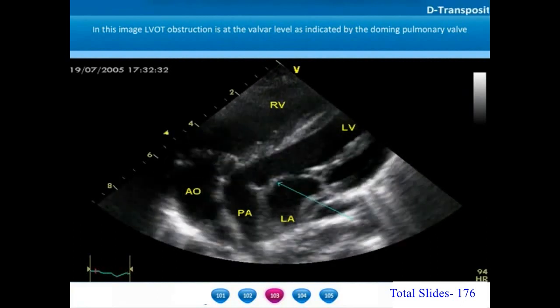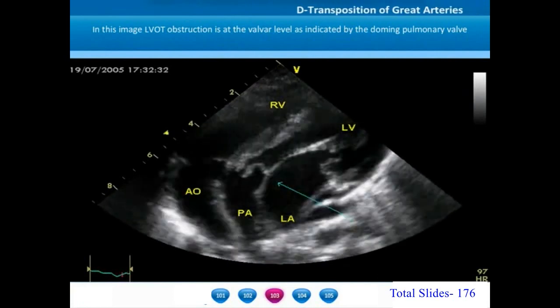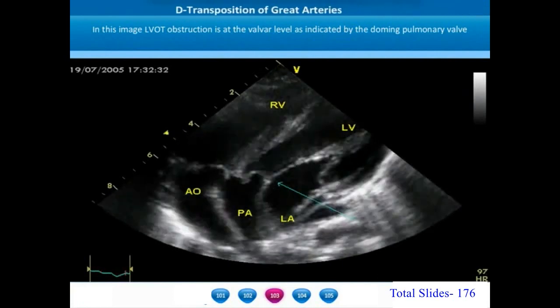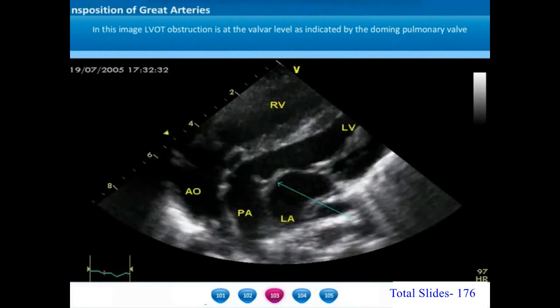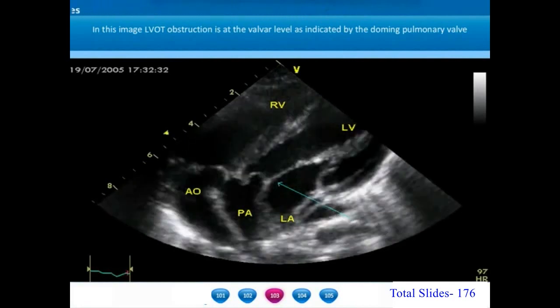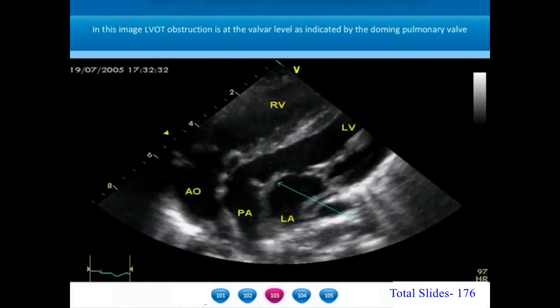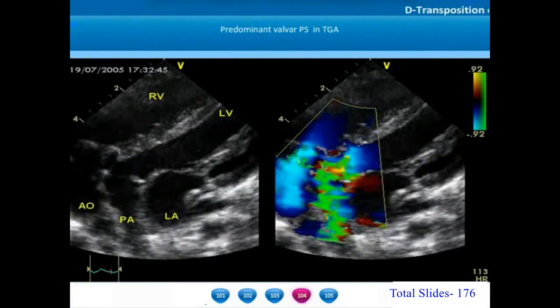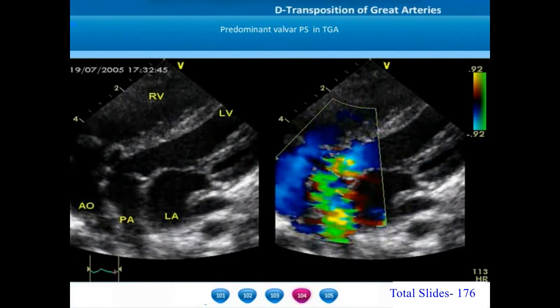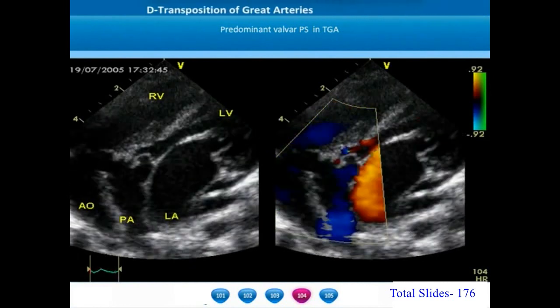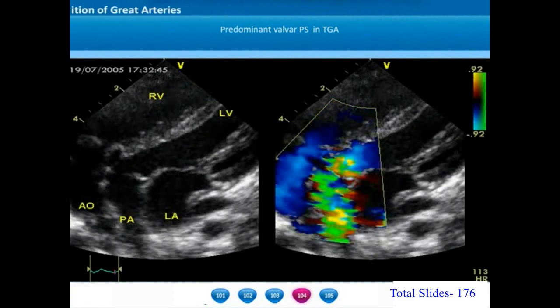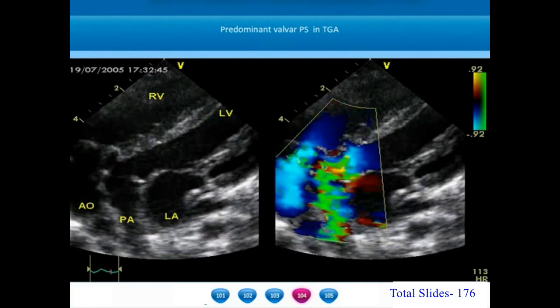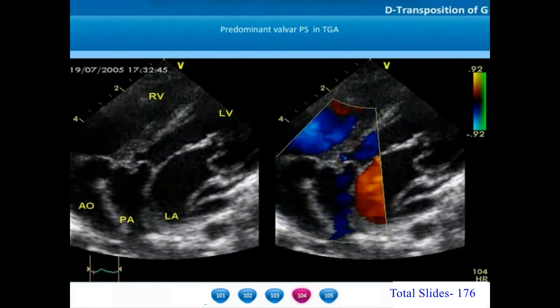In this example shown, the right ventricle giving off the aorta and left ventricle giving off the pulmonary artery are clearly shown. There is no narrowing in the subvalvular area. However, the pulmonary valve is doming. It's an indicator of valvular pulmonary stenosis. On a color Doppler interrogation, we can notice that the pulmonary stenosis is confined to the valvular level. There is no narrowing in the subvalvular left ventricular outflow tract. We can also notice that the left ventricular free wall thickness is adequately maintained and there is no intraventricular septal defect.